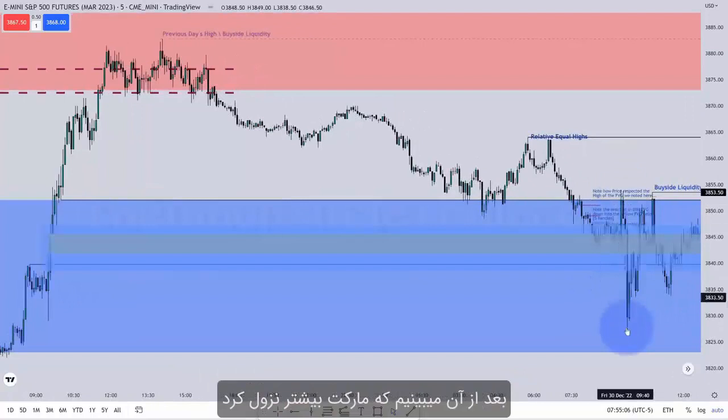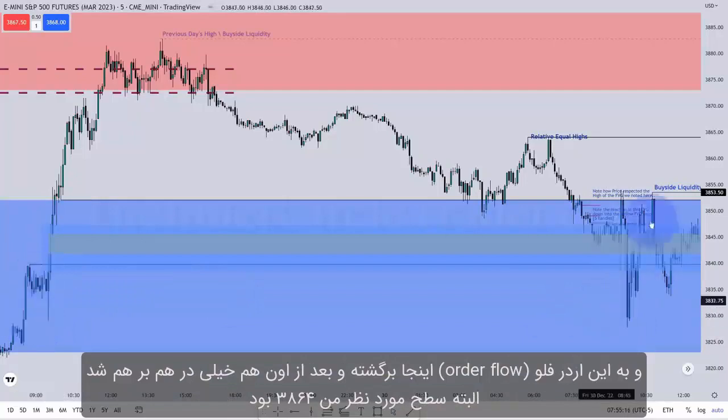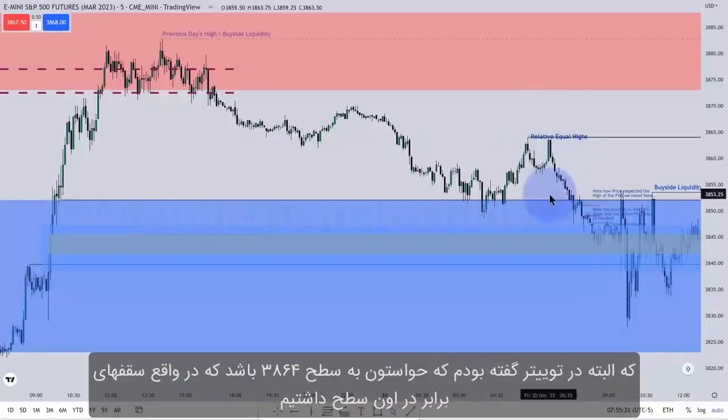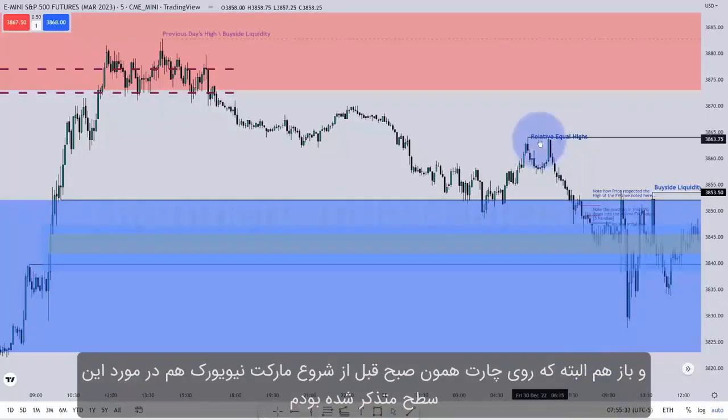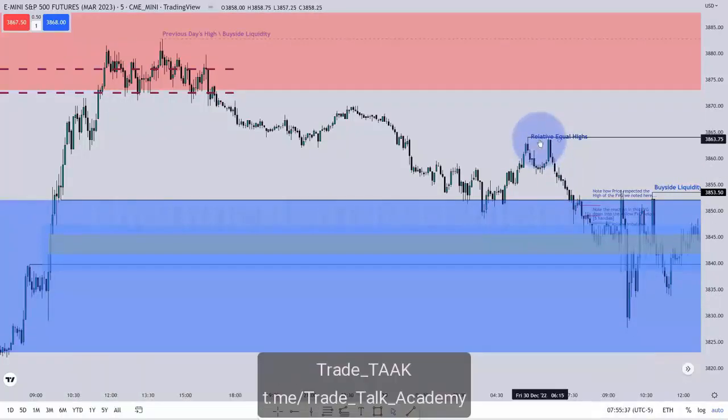And then we have a market dive lower, back into this old order flow here. Then it gets sloppy. And my attention was on the 3864, which is how I left Twitter Friday morning. I said note 3864, the relative equal highs. Okay. That was also shared in the chart in the morning before the market started moving around a lot.